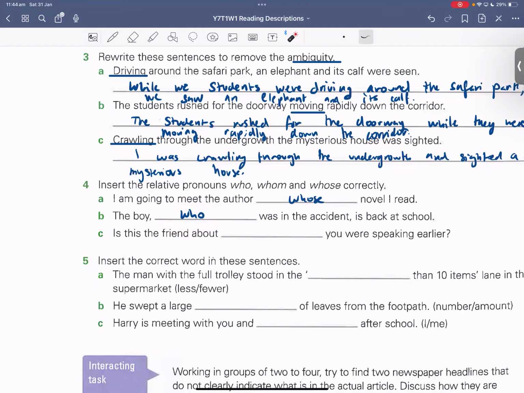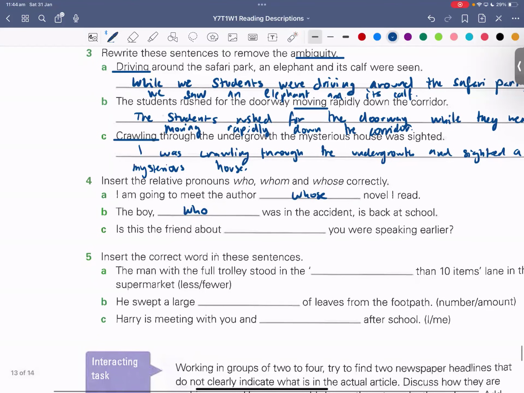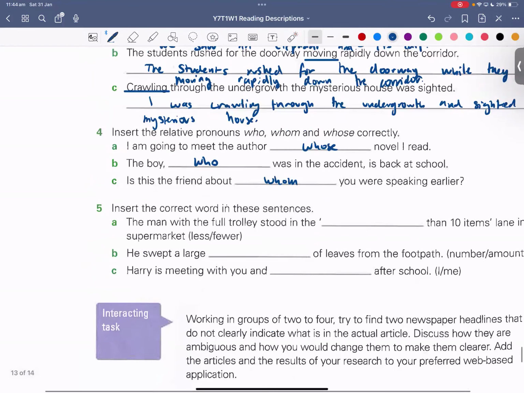Is this a friend? Who? It would actually be whom. Whom you were referring to, speaking earlier. Insert the correct word in these sentences.